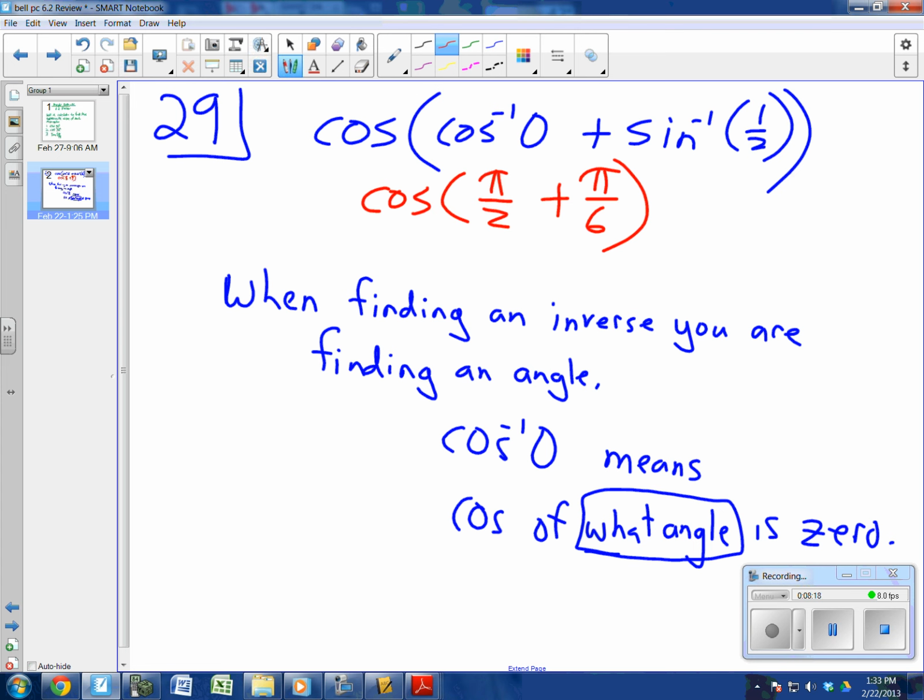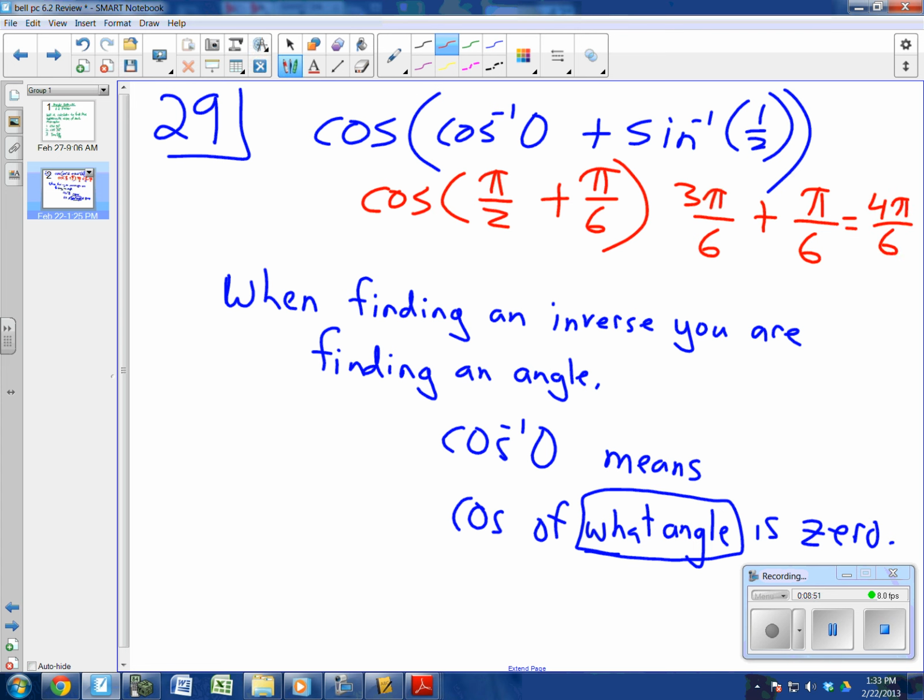Now, I need to add these two numbers together, pi halves and pi 6. In order to add fractions, you have to have what? Common denominator. So what is my common denominator of 2 and 6? 6. The one on the right doesn't change, does it? Its denominator didn't change, so its numerator's not going to change. What did I times 2 by to get 6? So I got to times the top by 3, and what am I going to get? And if I add 3 pi 6 plus pi 6 together, I get 4 pi 6.